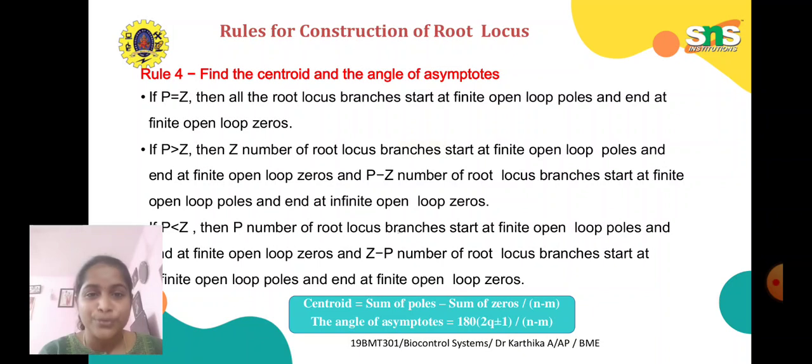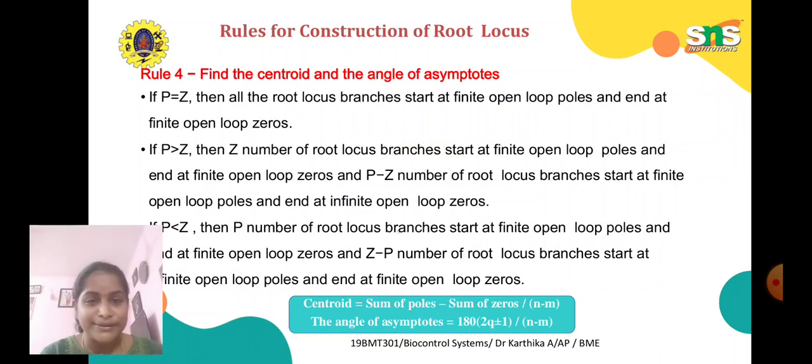Branch is a particular point on the root locus. Rule 4 is to find the centroid and the angle of asymptotes. The centroid is equal to the sum of poles minus the sum of zeros divided by n minus m. The angle of asymptotes is equal to 180 multiplied by 2q plus or minus 1, divided by n minus m.